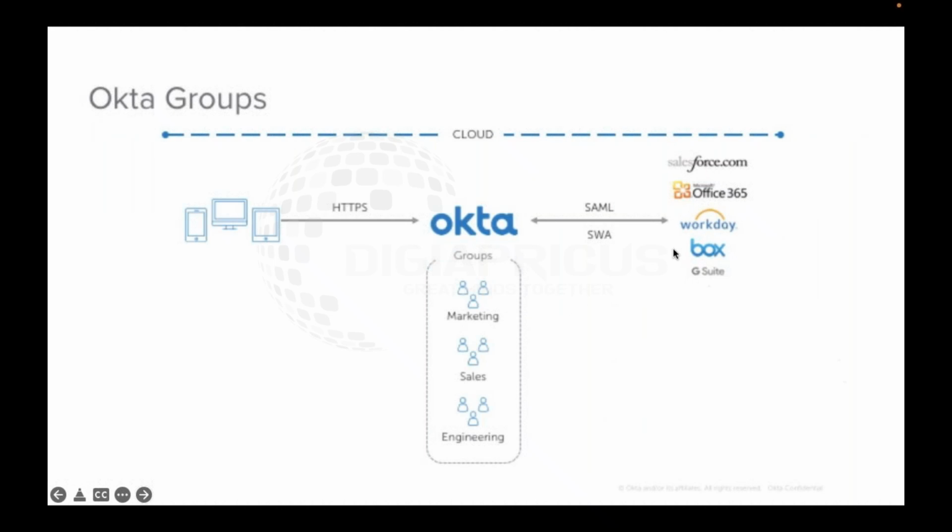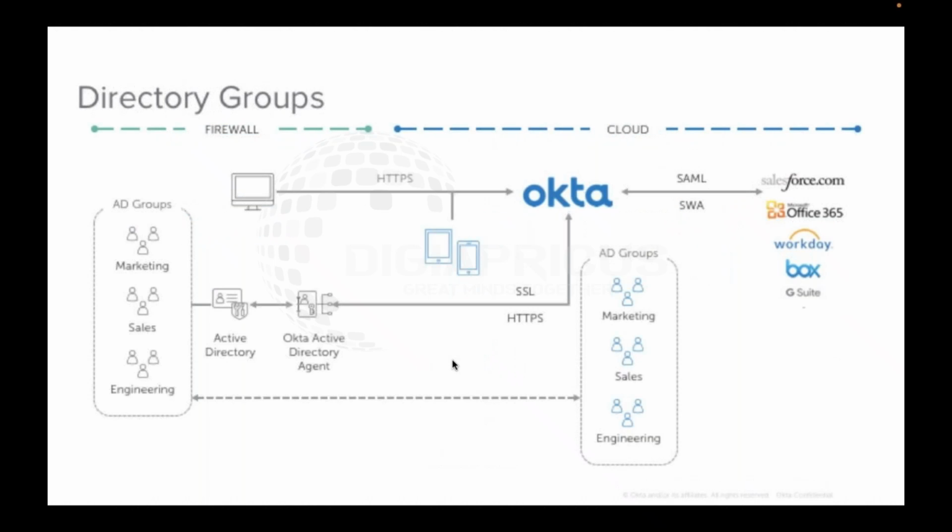So what will happen is, currently we were just assigning people to the application, right? Whenever we did a SAML integration or an SWA integration, we went into the application and manually assigned the people to the application. Now in these scenarios, we can create Okta groups according to the domains of the different departments we have, and accordingly segregate them and assign them to the respective applications.